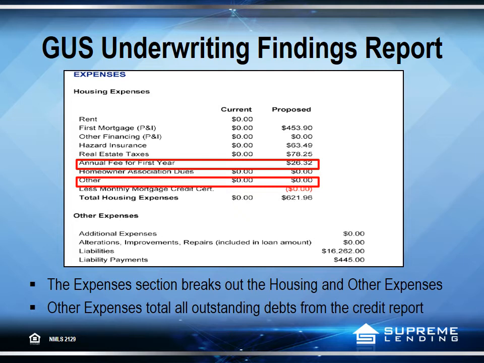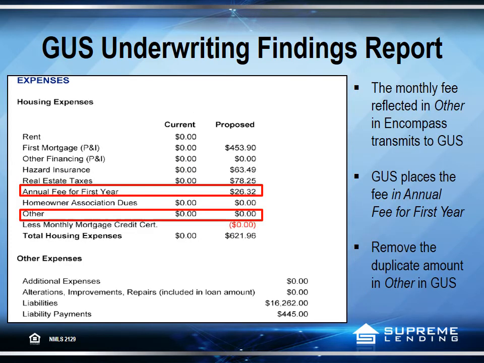Now we'll take a look at the expenses section. The expenses section breaks out the housing and other expenses. Other expenses total all outstanding debts from the credit report. The monthly fee reflected in other in Encompass transmits into GUS. GUS places this fee in the annual fee for first year section. So be sure to remove the duplicate amount in the other section in GUS.